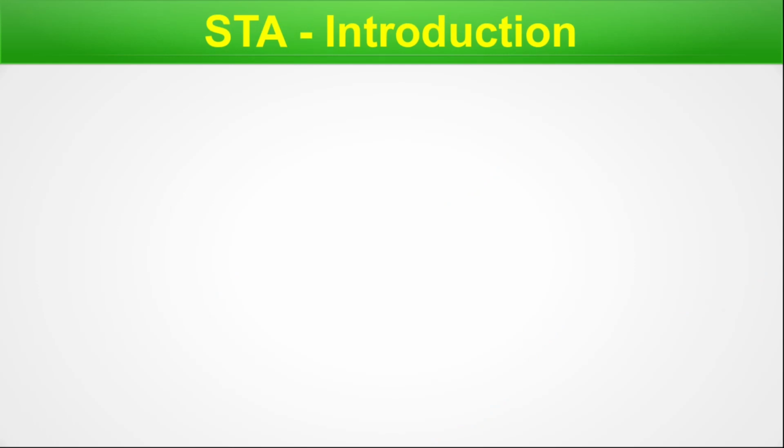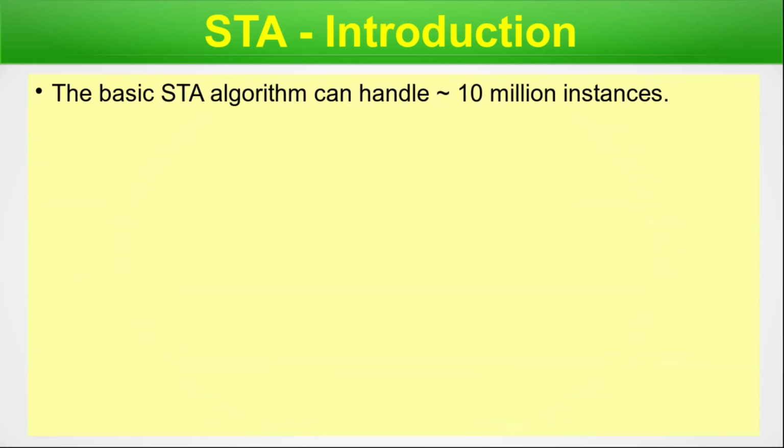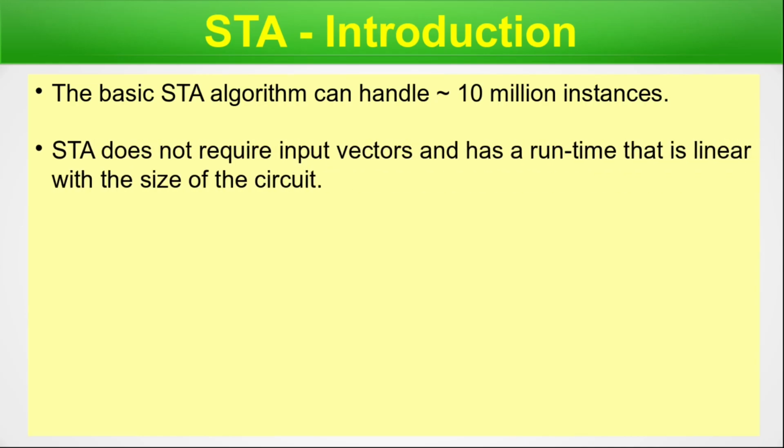STA introduction. In this slide, we will give you a brief introduction to STA in VLSI. The basic STA algorithm can handle up to 10 million instances, that is 10 million gates. STA does not require input vectors and has a runtime that is linear with the size of the circuit. In other analyses, we have to create a vector set, and input signals have to be written in such a way that the input toggles or something like that. But in STA, there is no such thing as input vectors. This is the very beauty of STA.